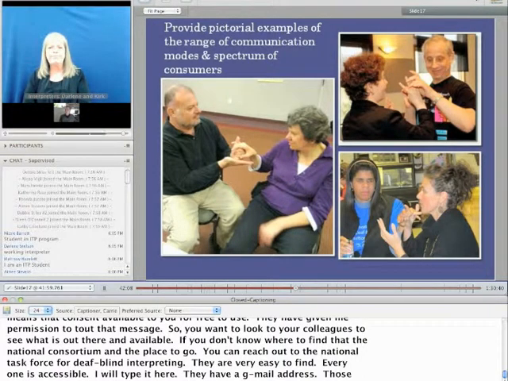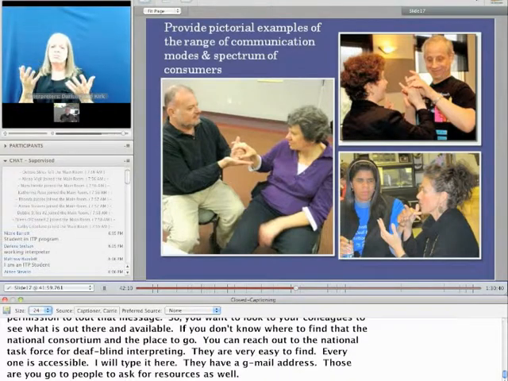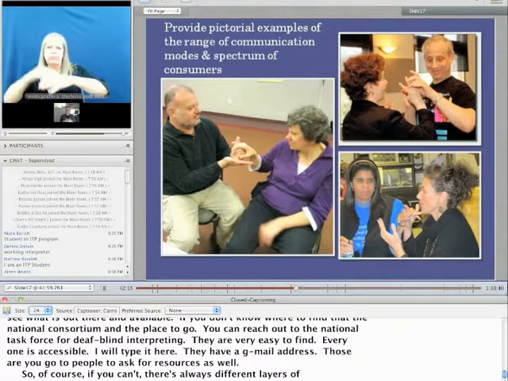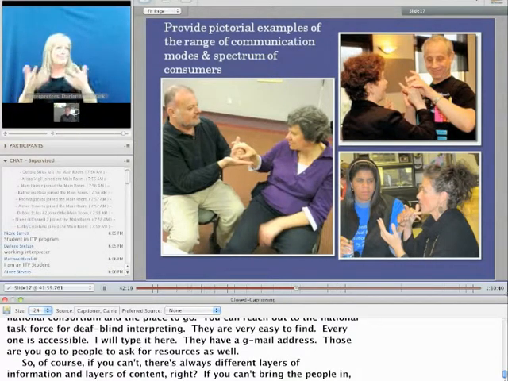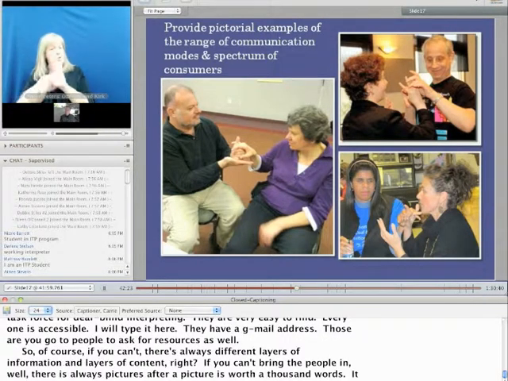And of course, there are always different layers of information and layers of content, right? If you can't bring the people in, well, you know what? There are always pictures. And yes, a picture is worth 1,000 words. And it's true, because you can at least show, and think about how you can have discussion based on some of these pictures that are here.